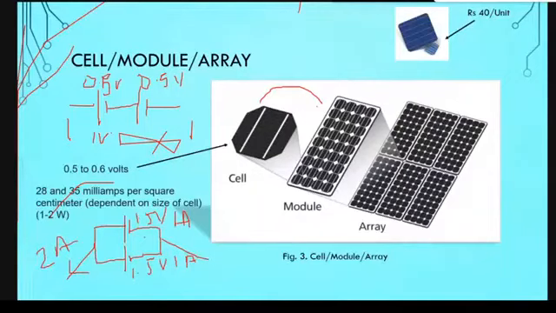This is the need, because you are installing the solar PV plant by considering the load demand, load voltage rating, and load current rating. To complete that demand, you have to connect cells in series and parallel, or you can say you have to create modules and create arrays. So this is the difference between cell, module, and array.